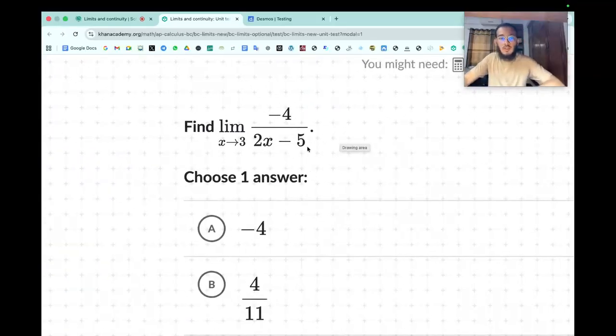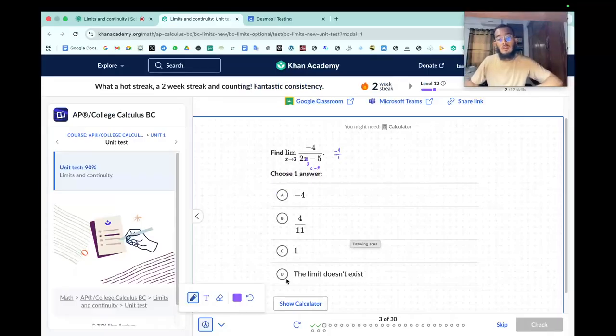Find the limit of this function as x tends to 3. So if you plug in 3 here, 3 to the 6 minus 5 is 1. Negative 4 divided by 1 is negative 4. So negative 4.